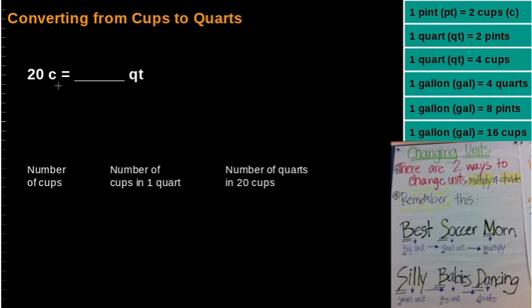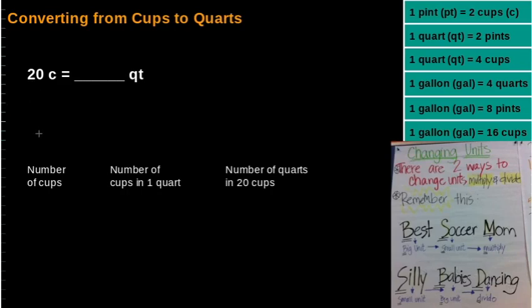Welcome back. Okay, so the first thing we do is to look for the relationship between cups and quarts. Where do we find that? 1 quart equals 4 cups. Okay, so are we moving from big unit to small unit or small unit to big unit? Remember, the unit that has 1 in front of it is the big unit. Quart is bigger than cups. 1 quart is way bigger than 1 cup. But in our question, we have 20 cups, you're moving to quarts. That means you're moving from a small unit to a big unit. So from small unit to big unit, silly babies dancing. Small unit to big unit, you divide.